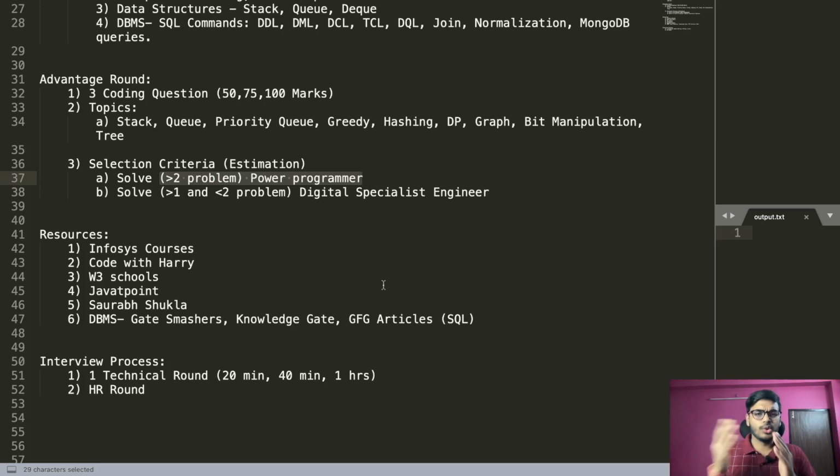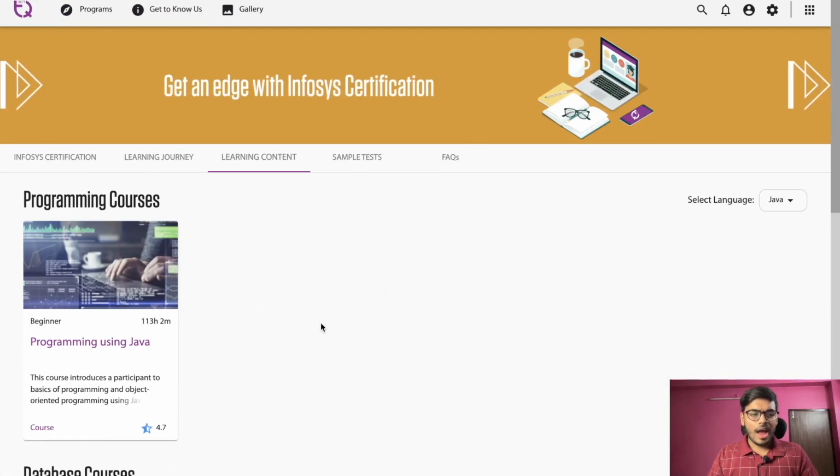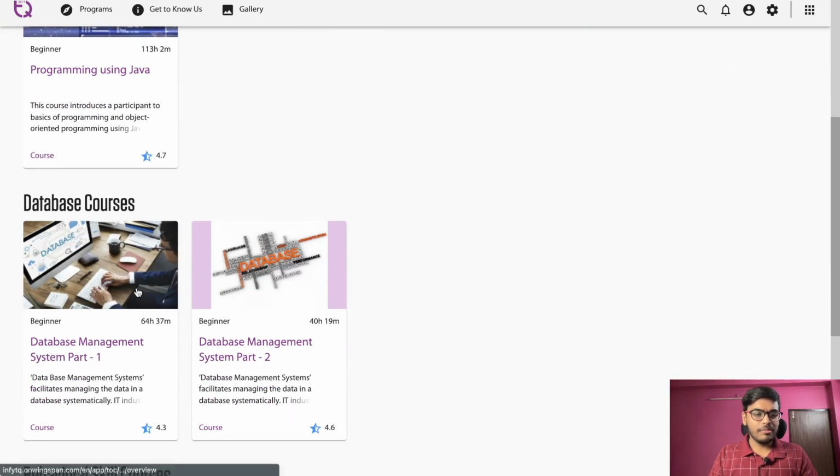So let's talk about the resources. First is the Infosys courses. You can go here and you can see a Java course is there, DBMS courses are there.